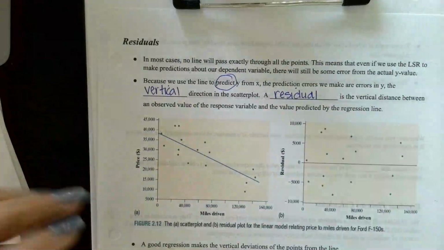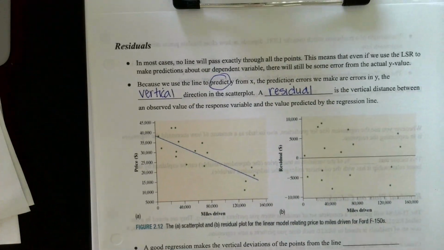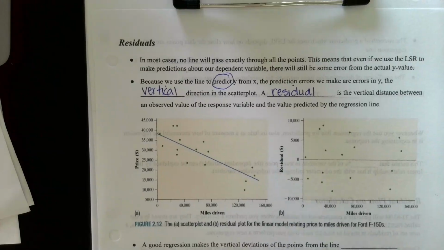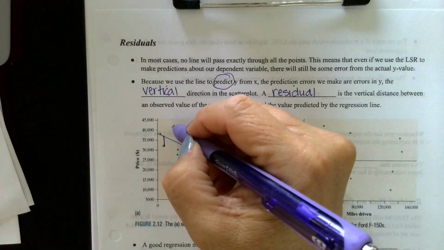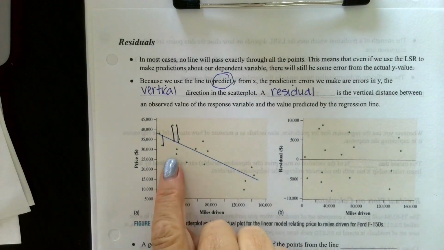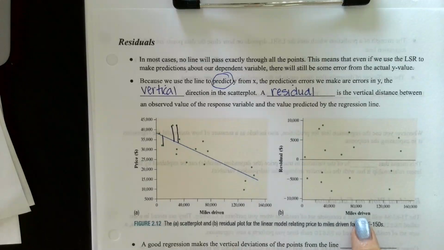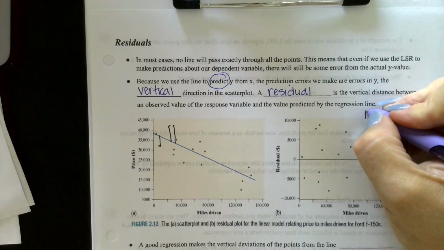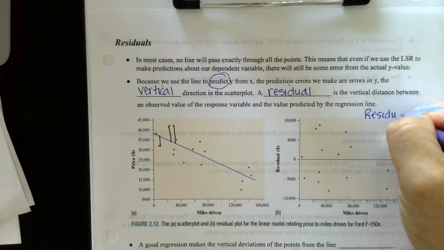Okay, so here we have this. This is the same graph. This is just giving it to you again. And like I showed, we've got these different residuals right here. So we can take these residuals and we can plot them on a residual plot. So this is a residual plot.